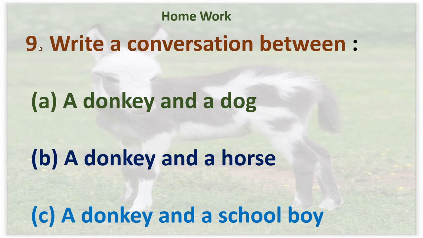Dear children, here this is homework for you. Okay, write a conversation between, here first one, a donkey and a dog. Here you can use some dialogues for donkey and some dialogues for dog. Okay, and you can write a small conversations. Next one, a donkey and a horse. We have gone through so many stories about donkey and a horse, isn't it? So try to remember the story and try to write the dialogues for donkey and a horse.